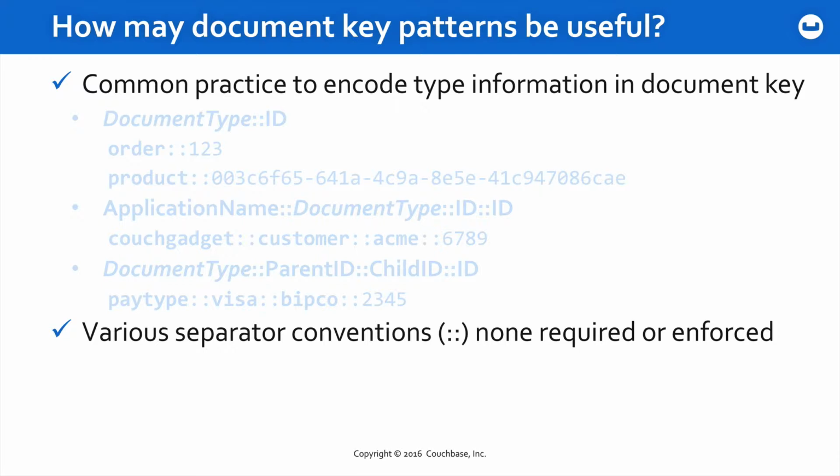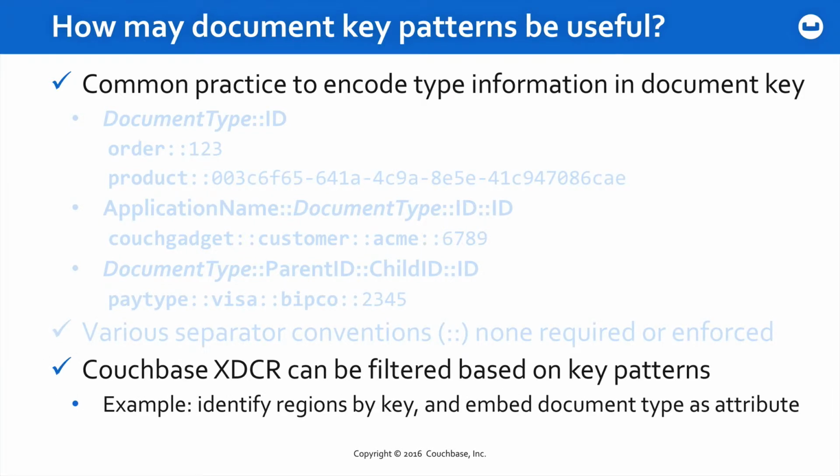Now, the separators in use here, just to be clear, are merely a convention. The separators are not required or enforced. The double colon is a common convention in the Couchbase world, but it could be dashes, it could be whatever you devise. Now, one important note about this approach is that Couchbase cross-data center replication can be filtered based on key patterns. So, for example, you could identify a region within the key and use that as a sorting mechanism for dividing information up around your various data centers. Or you could also embed your document type additionally in the document itself or solely in the document itself.